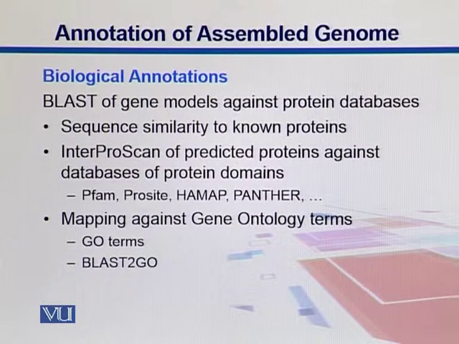We can also find out the gene ontology terms, which are called GO terms. One example is the software BLAST2GO. In these gene ontology terms, we try to see what the functions of those genes are.